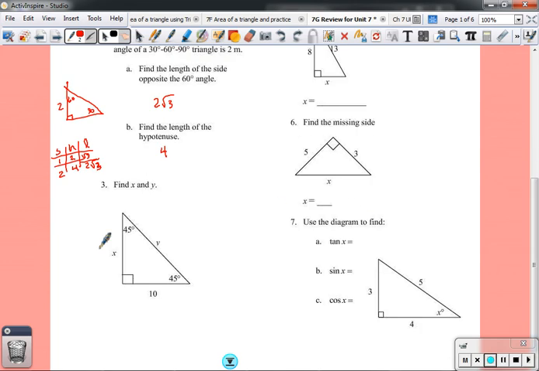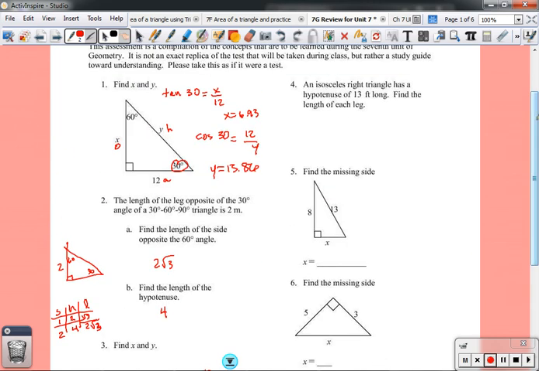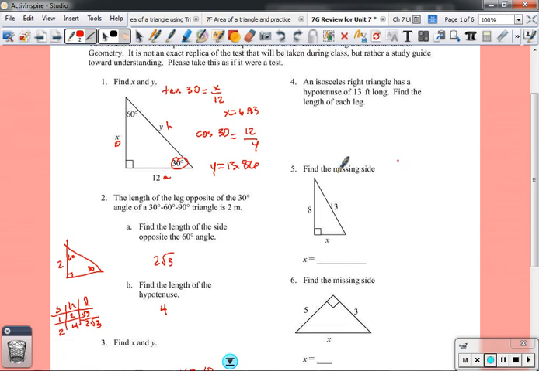Number 3. Find x and y. Well, this is an isosceles right triangle, so x is 10. And then in a 45, 45, 90, the hypotenuse is just the leg times the square root of 2. So y equals 10 times the square root of 2. Easy enough. You can use trig for those also and get decimal answers, but that was easier for me.